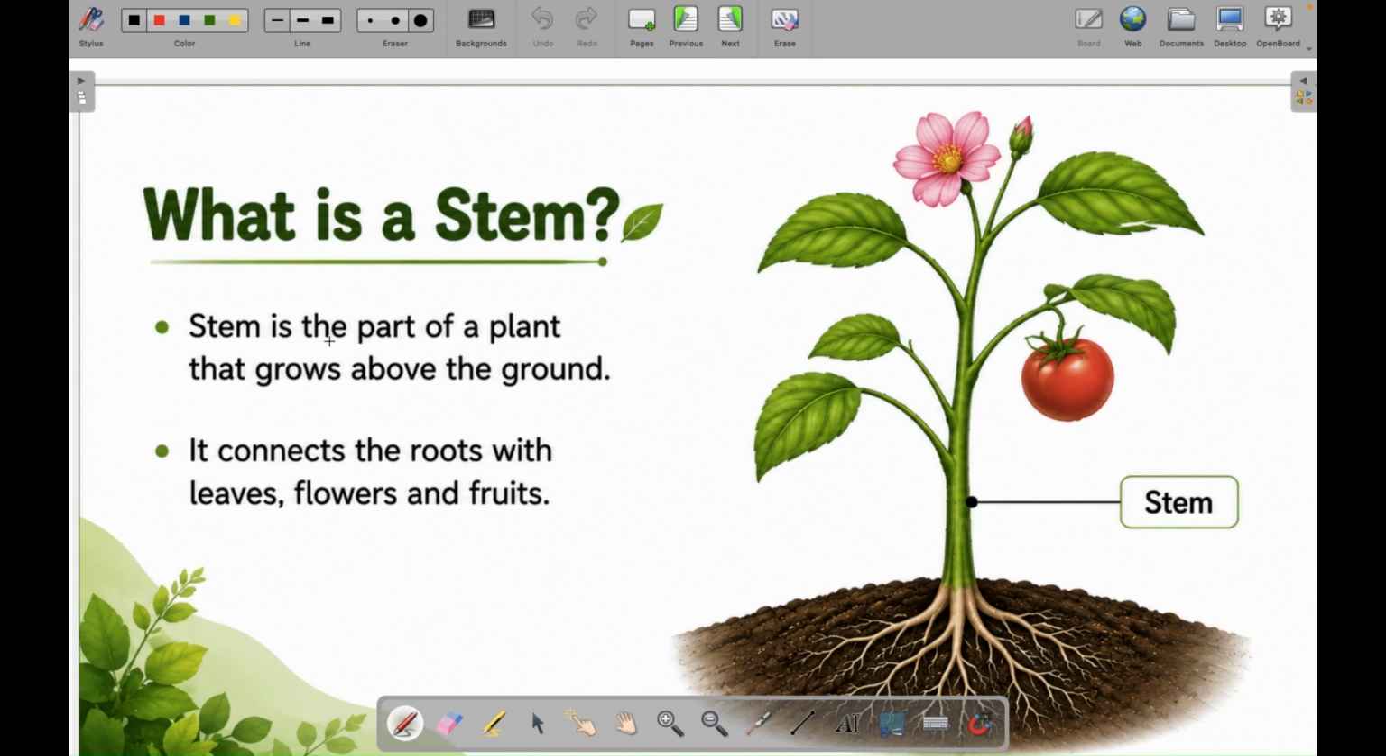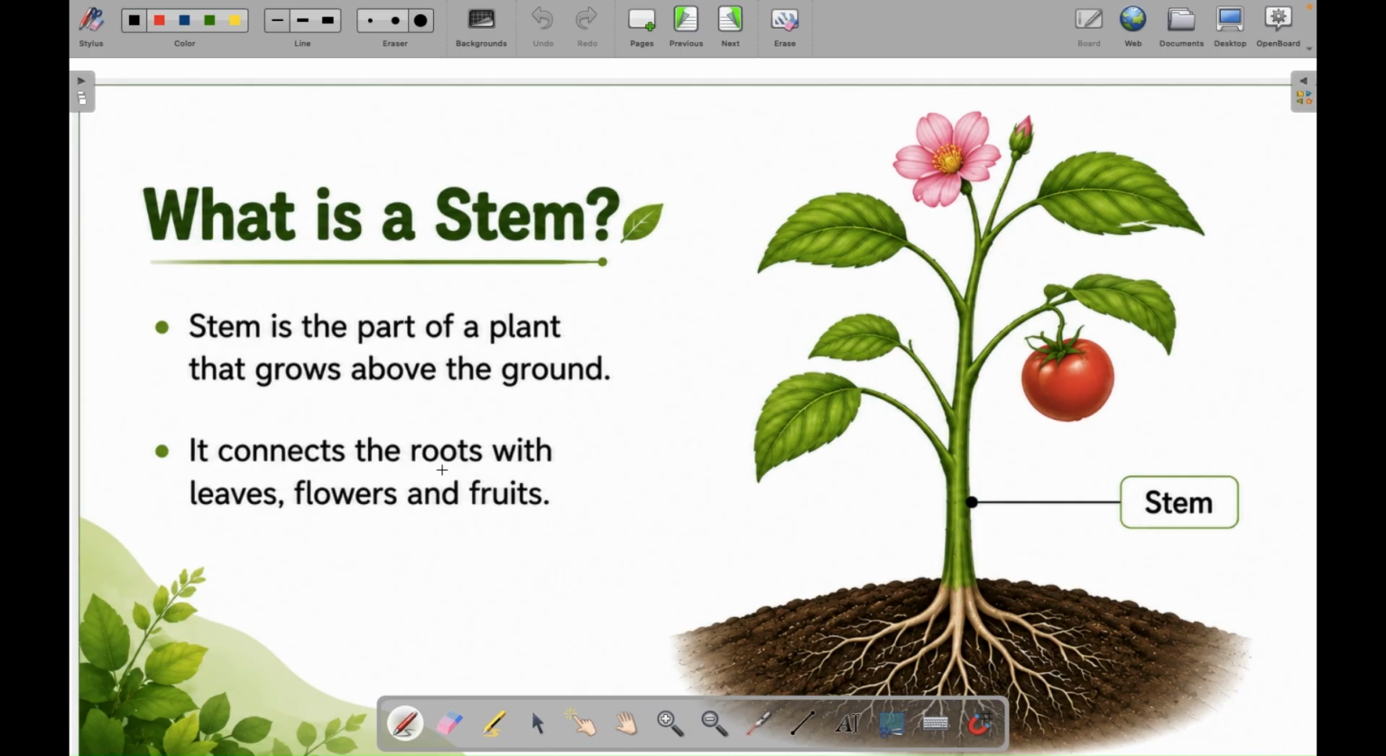Stem is the part of a plant that grows above the ground. This is applicable to most of these stems, right? There are certain exceptions. We'll see in the later slides that there are stems that also grow below the ground, right? But usually in most cases we'll see the stem as a part of the plant that grows above the ground, right?